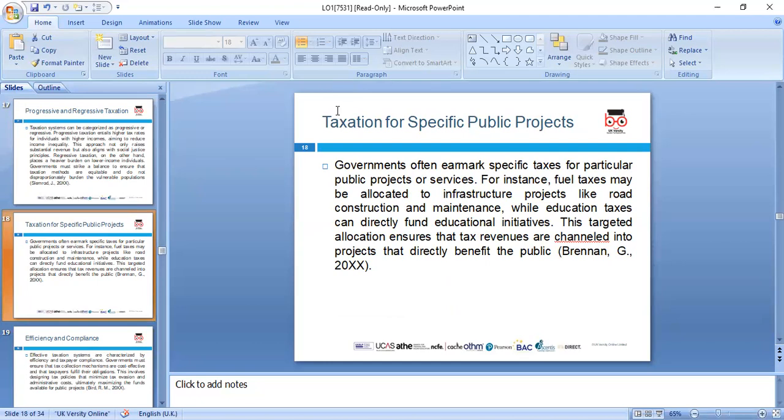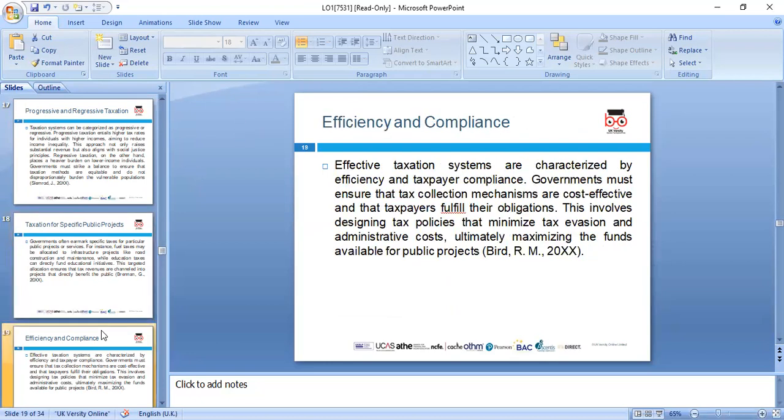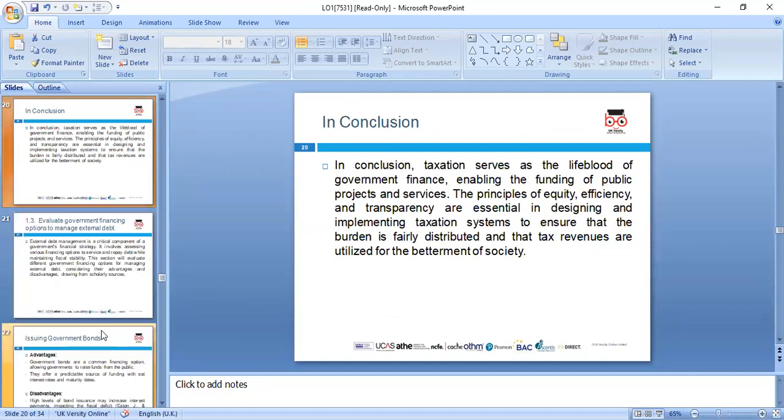Which we can look at in terms of, and that is quite crucial, which we need to look at in the government sector. Efficiencies and compliance, we always need to look at, and in conclusion, the taxation services are the lifeblood for the government finances. So that's why the government increases the taxes to enhance the income.